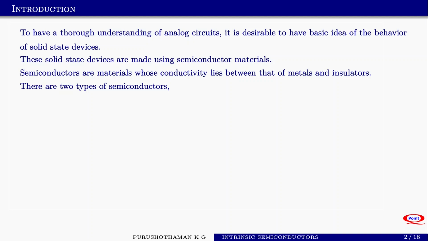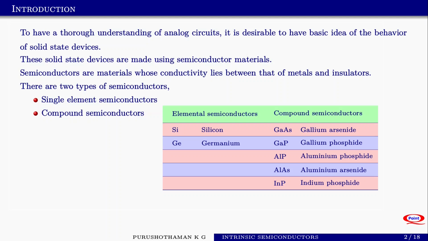There are two types of semiconductors: single element semiconductors and compound semiconductors. Compound semiconductors are used for special purposes. We will be discussing elemental semiconductors.